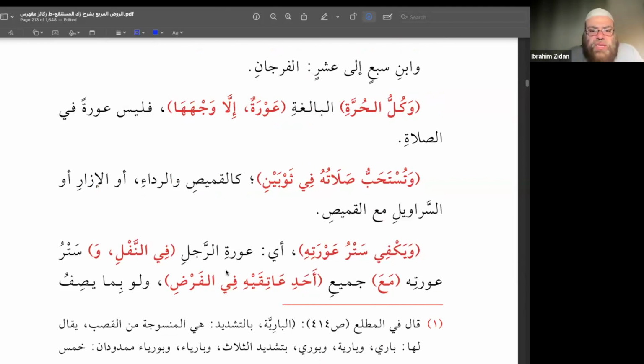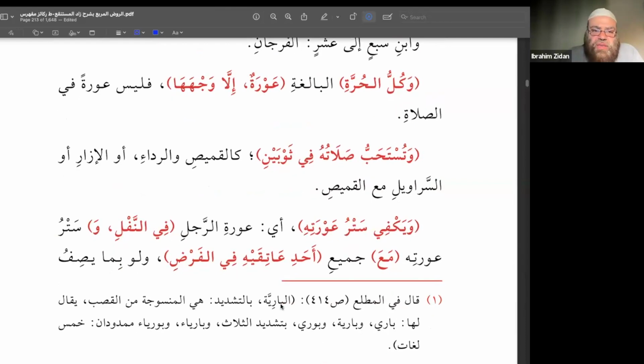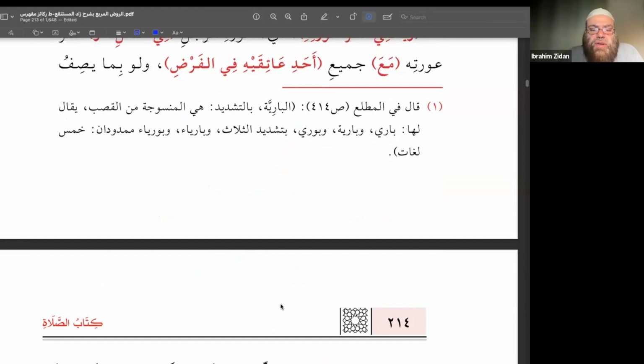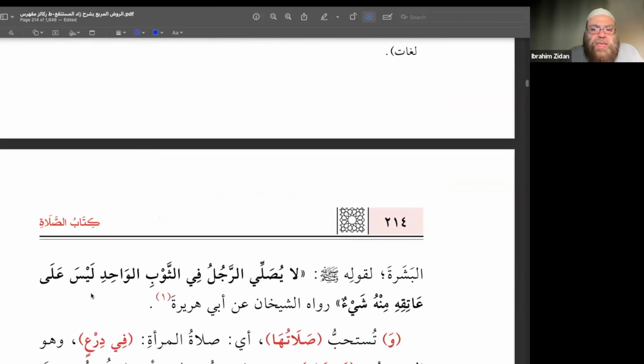ويكفي ستر عورته أي عورات الرجل في النفل، وستر عورته مع جميع أحد عاتقيه في الفرض، ولو بما يصف البشرة، لقوله صلى الله عليه وسلم: لا يصلي الرجل في الثوب الواحد ليس على عاتقه منه شيء، يقول الشيخان عن أبي هريرة.